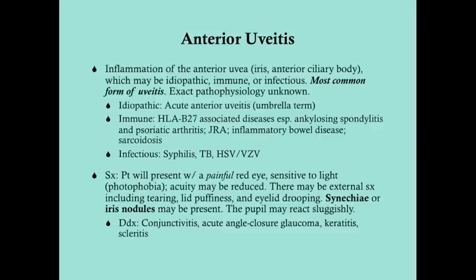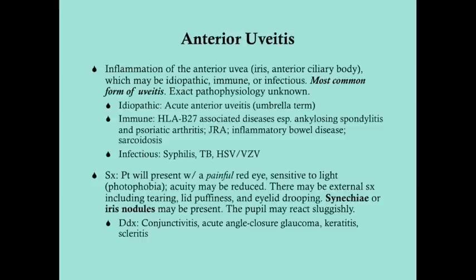You can have acute anterior uveitis, and this is an umbrella term. This can be part of an immune process, but because we don't know exactly what causes it, when you have idiopathic anterior uveitis, it's usually because of acute anterior uveitis. So it's an umbrella term, but it can also refer to a specific pathophysiologic process. The only problem is we don't know exactly what causes it. We don't know the pathophysiology behind it.